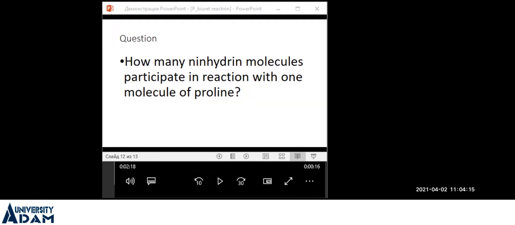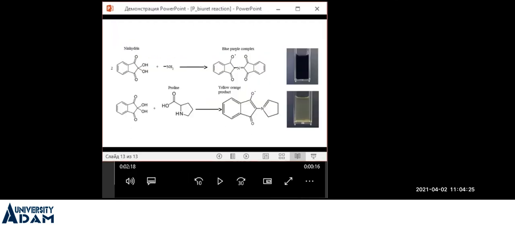Okay, thank you. More than one, it's not correct. Only one, because you can see here how this reaction will pass. As you see on the screen, with the alpha amino acids, two molecules will participate, it's correct. But if we're talking about ninhydrin connection with the proline, it will be only one molecule, and one molecule gives us a chance to see another color. It will be a yellow-orange colored product.